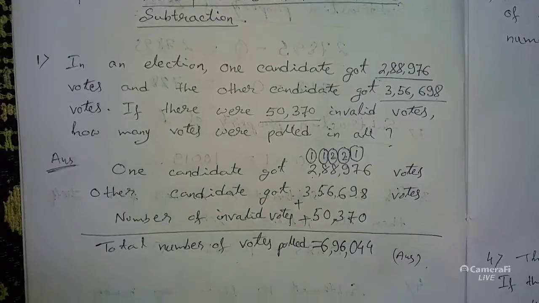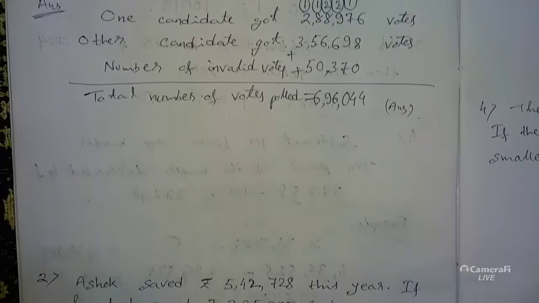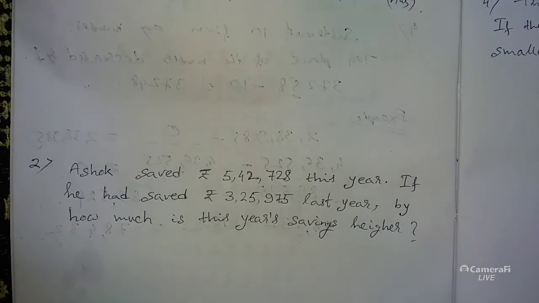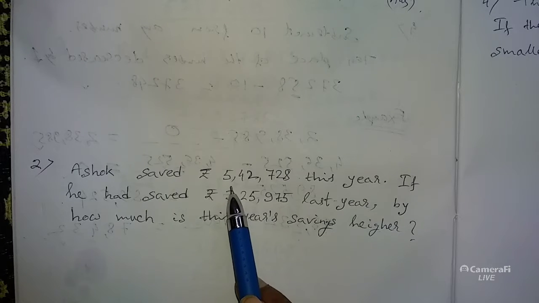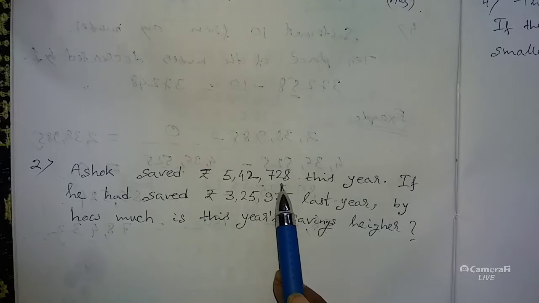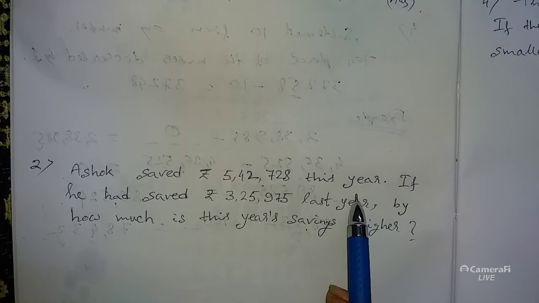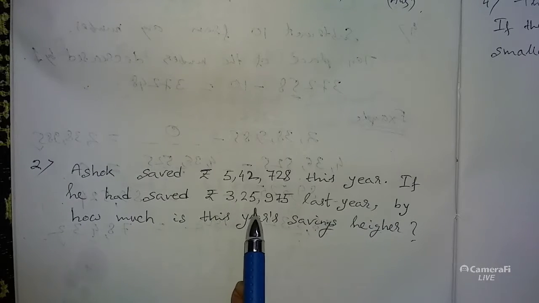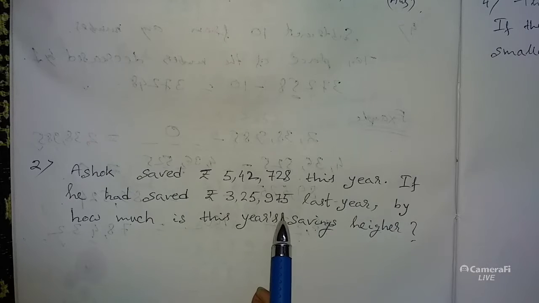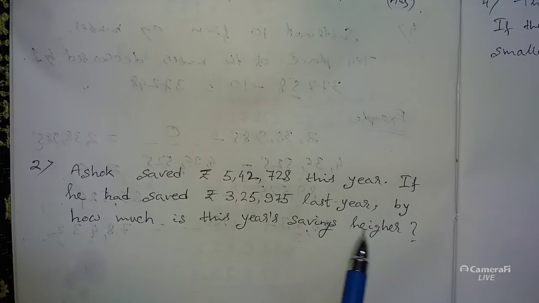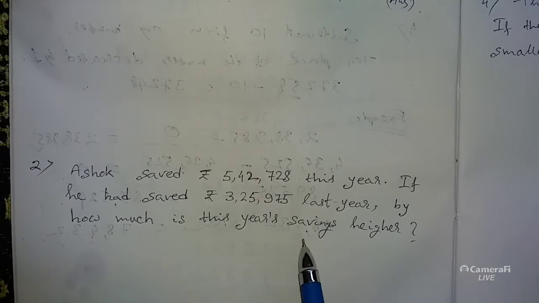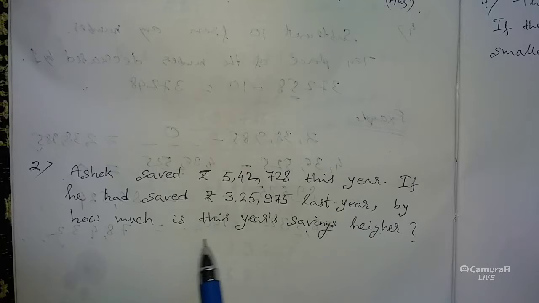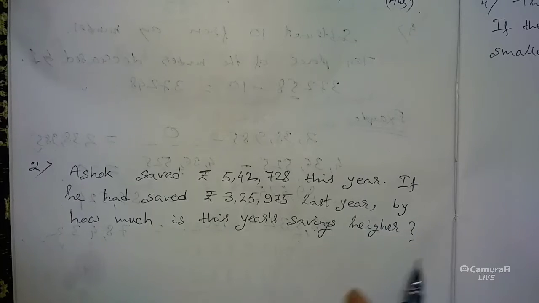Now coming to another type of problem, problem number 2. See it here, the question is here. Ashok saved 5,42,728 this year. If he had saved rupees 3,25,975 last year, by how much is this year's saving higher? By how much is this year's saving higher?